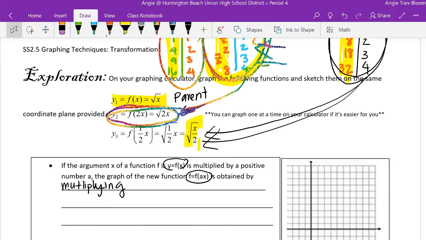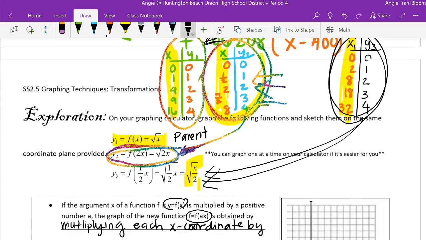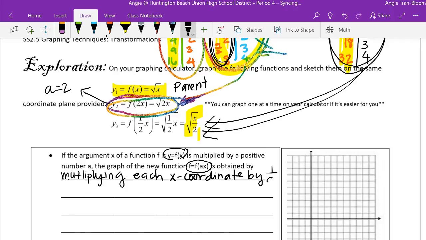So by multiplying each x coordinate, okay, by a, or 1 over a. Remember, let's look at the y2 table. Equation 2, we just all mentioned that a equals 2, right, class? Yes. But when we went here, how did we get this? We multiply by a, by 2, or 1 over a, which is 1/2. 1 over a. So that's why we're flipping, okay?